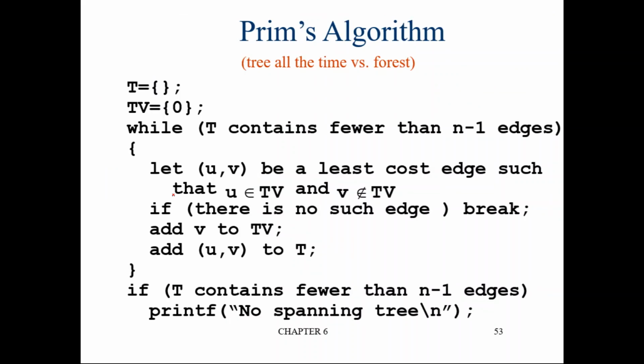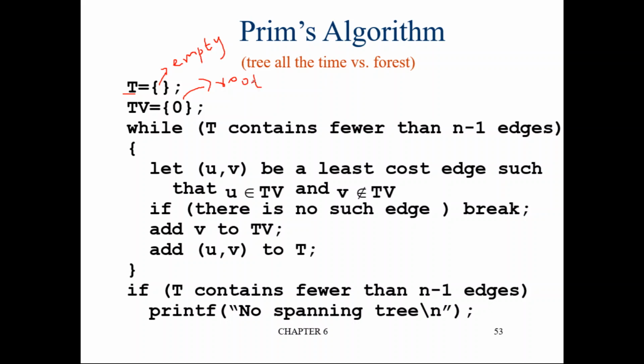Okay, so here is the algorithm. Here T represents the set of edges that were already added to the spanning tree. Initially it is empty. TV represents the set of vertices which are visited. Initially it is the root vertex, 0. 0 represents the root vertex.